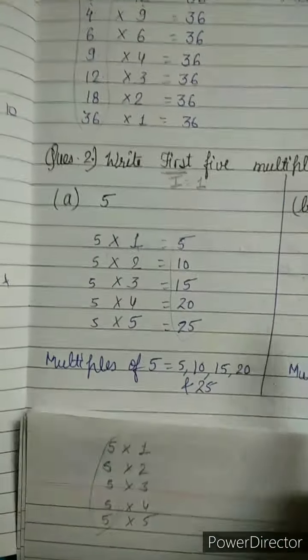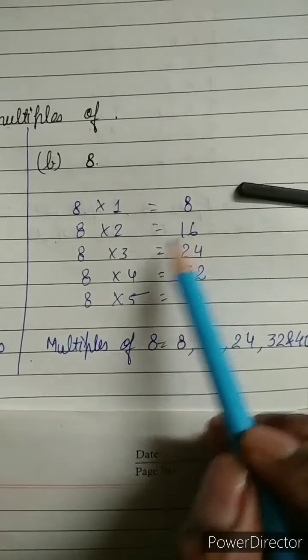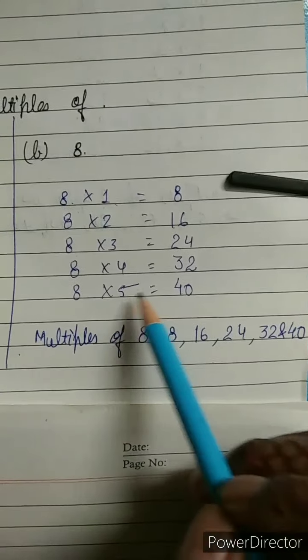Same as for question number 8. 8 1 is 8, 8 2s are 16, 8 3s are 24, 8 4s are 32, 8 5s are 40.